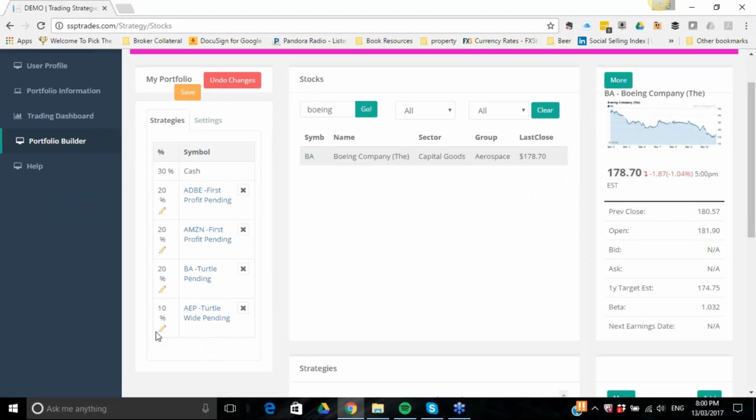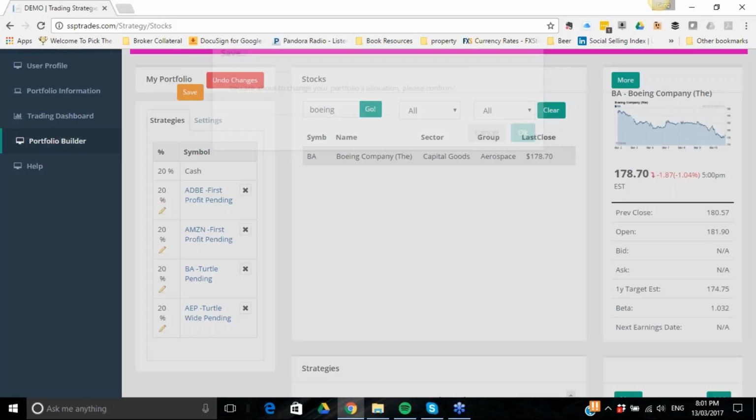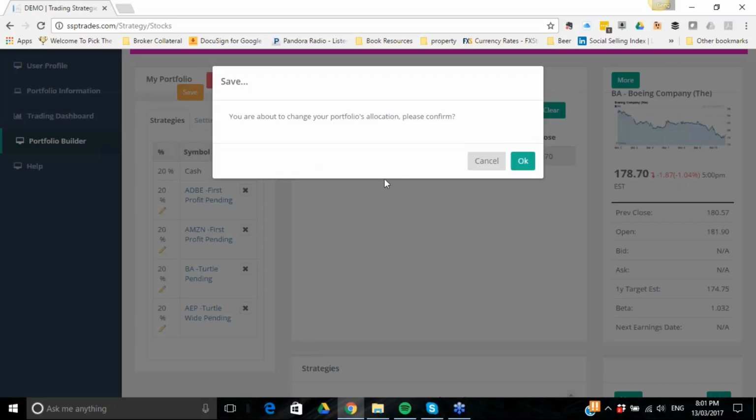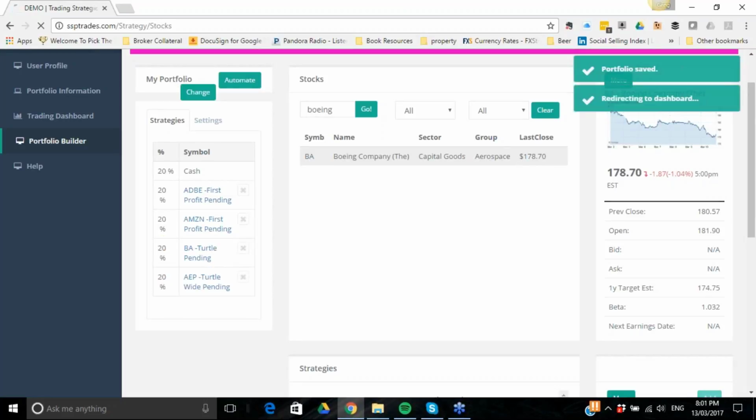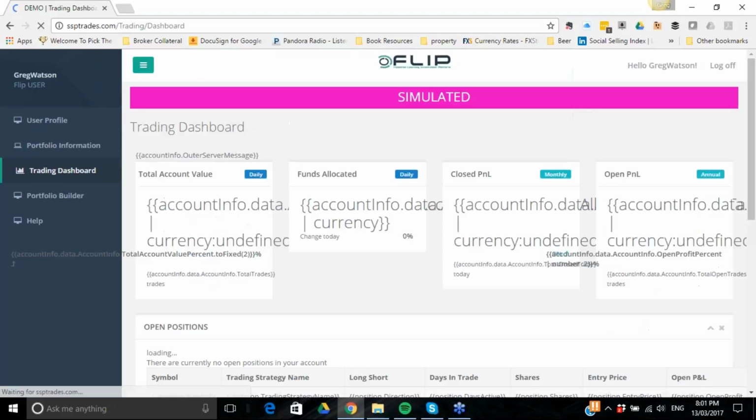One moment, please. Okay. So now we've got 4 strategies, 20% cash, which is a buffer. You may or may not choose to do that. I'm going to save those changes, and that's going to change the portfolio allocation. I'll hit OK, and then it'll take me through to the trading dashboard because it'll calculate what all of that looks like over the period of time that we've allocated it for.